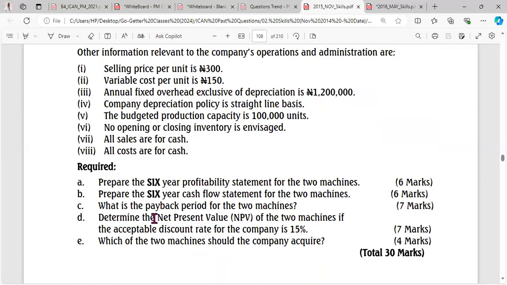Then we are now asked to look at the net present value of the two machines. If the acceptable discount rate for the company is 15%, you go back to the cash flow that you've done. Then you use your discount factor at 15%. And that's all. Which of the two machines should the company acquire?